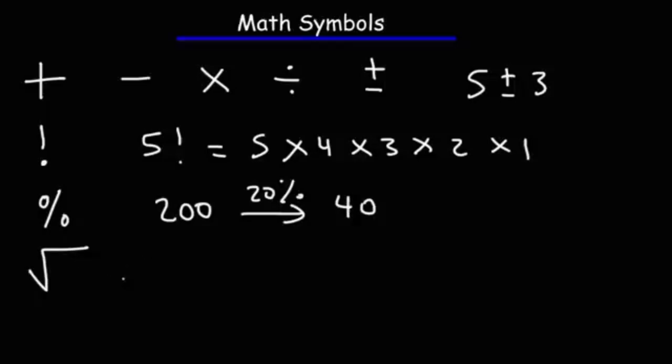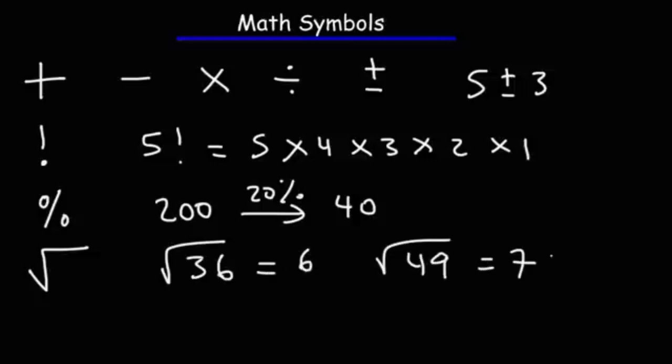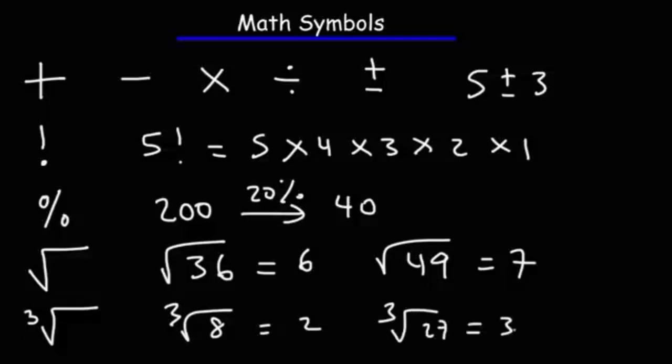Next, we have the square root symbol. For instance, the square root of 36 is 6. The square root of 49 is 7. Following that, we have the cube root symbol. The cube root of 8 is 2, because 2 times 2 times 2 is 8. The cube root of 27 is 3, because it takes 3 3s to get to 27 when multiplied.